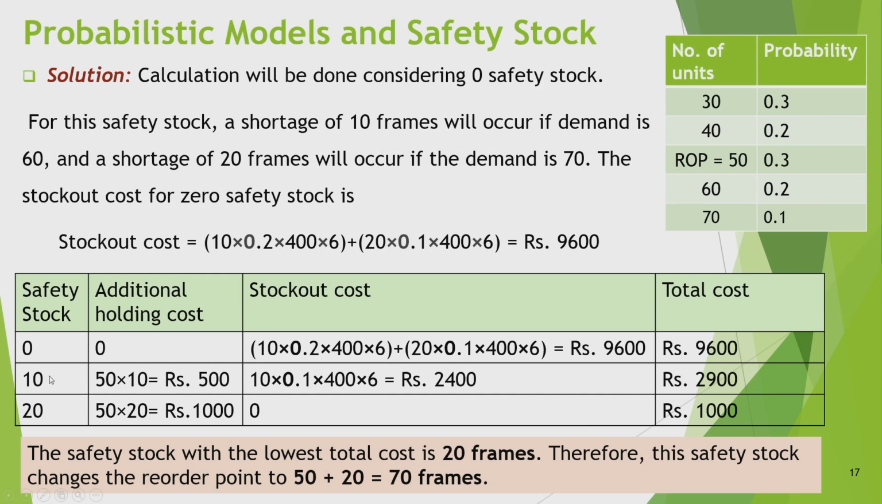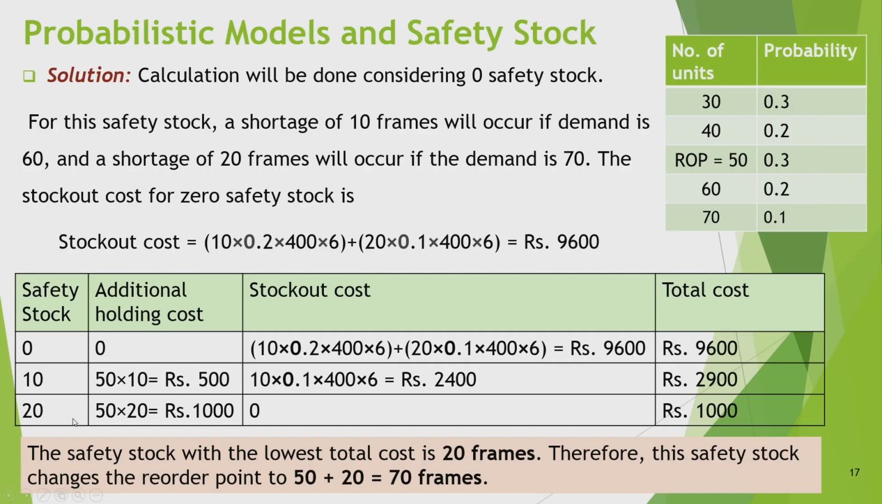Similarly, we can keep a safety stock of 10. Then naturally additional holding cost comes to 50 into 10, rupees 500. Stock out will occur only if demand is more than 60, so we have to see number of units 70, with probability 0.1. So 10 into 0.1 into 400 into 6 is equal to rupees 2400. If you add them, total cost is 2900.